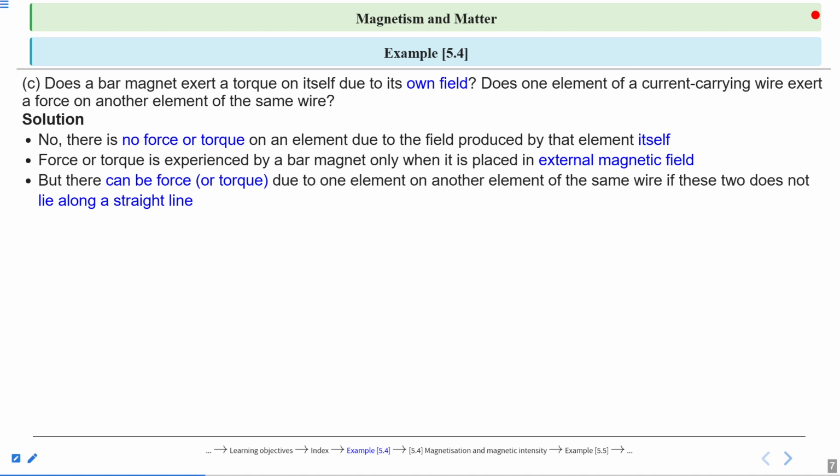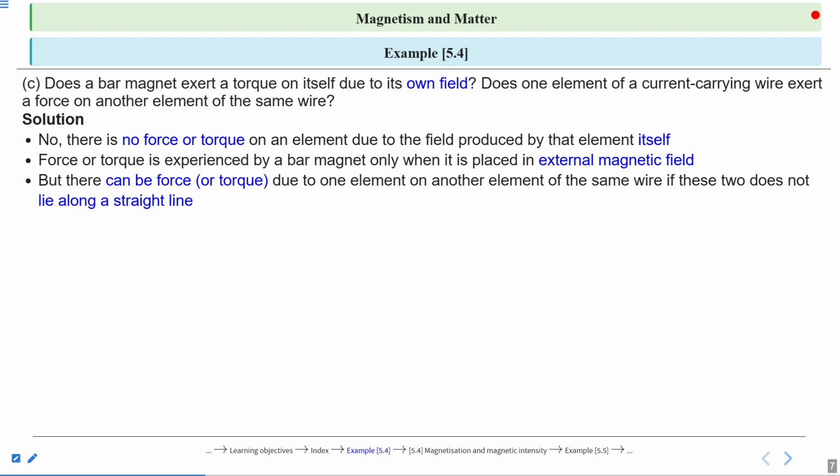Second part, but there can be a force or torque due to one element on another element of the same wire if these two do not lie along a straight line. Okay, if the conductor is not straight. What is the second part of the question? Does one element of a current carrying wire exert a force on another current element of the same wire?